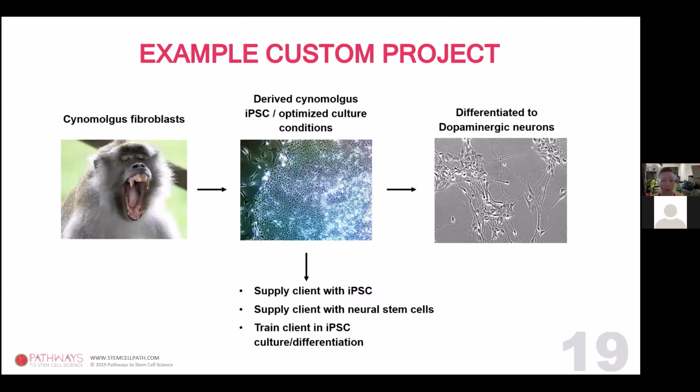So as an example, we have an interesting project right now where we have derived pluripotent stem cells from monkeys, which is kind of cool. It's kind of a cool science project. And the goal of this is to supply the researcher that we do this project for with these cells and to turn them into neurons. So this creates opportunities for students who come into the lab to engage in this research.